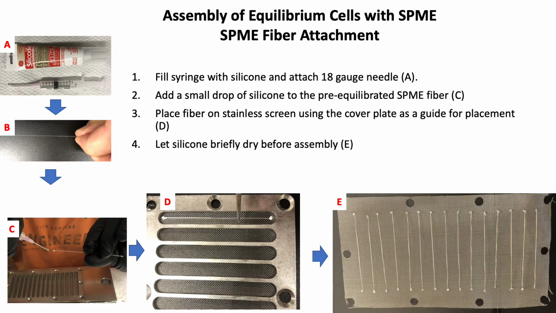So to look at this in a little bit more detail, for the preparation of the SPME fibers, the syringe is filled with silicone. The fibers are then held using gloves, and a very small droplet of silicone is applied to the end of each SPME fiber, which can then be pressed onto the stainless steel mesh in order to affix it to the stainless steel. This is pictured with the cover plate on. This is important so that the SPME fibers will line up appropriately with the openings of the top cover plate during final assembly. So after all the fibers have been attached, the cover plate can be removed and the stainless steel mesh can then be applied to the sampler.